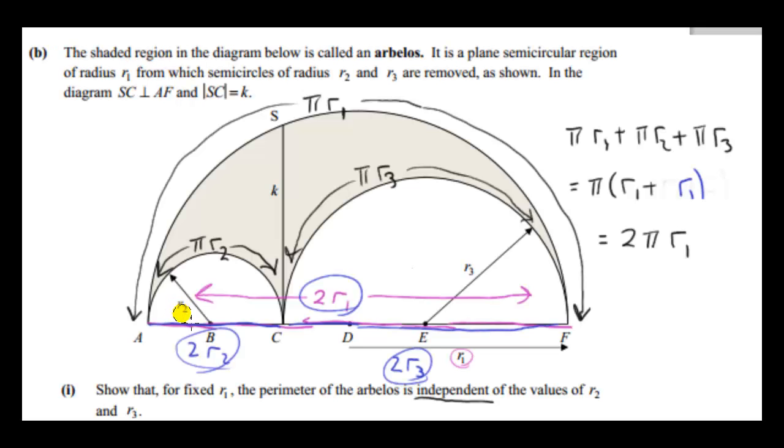If R2 is 2 and R3 is 4, show that the area of the Arbelos is the same as the area of the circle of diameter k. So we want to make R2 equal to 2, and we want to change R3 to equal 4. Now let's get the area of the Arbelos.